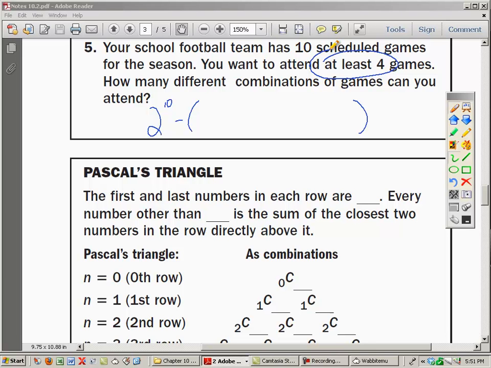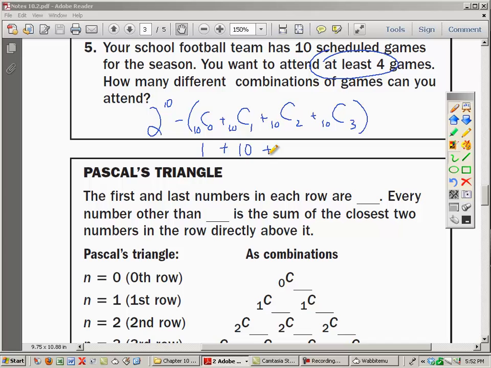All right? So we're going to eliminate 10 choose 0. We're going to eliminate 10 choose 1. We're going to eliminate 10 choose 2. And we're going to eliminate 10 choose 3. All right? Now, if you attend at least 4, that means you attended 4 or more. So 10 choose 0 is 1 way. 10 choose 1 is 10. All right. 10 choose 2.